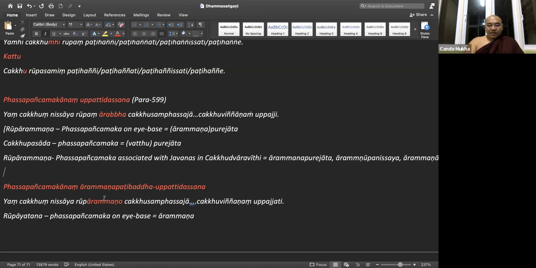Okay, that one. So that is the only difference between the two sessions. In the first session, different things are available. But here, because the word aramana is used, we can understand that it is only aramana. Over there in the previous session, the word araba is there. So by looking at the word araba, you can take it in two ways. One way is aramana purejata. Another is aramana purejata adhipati upanisaya.